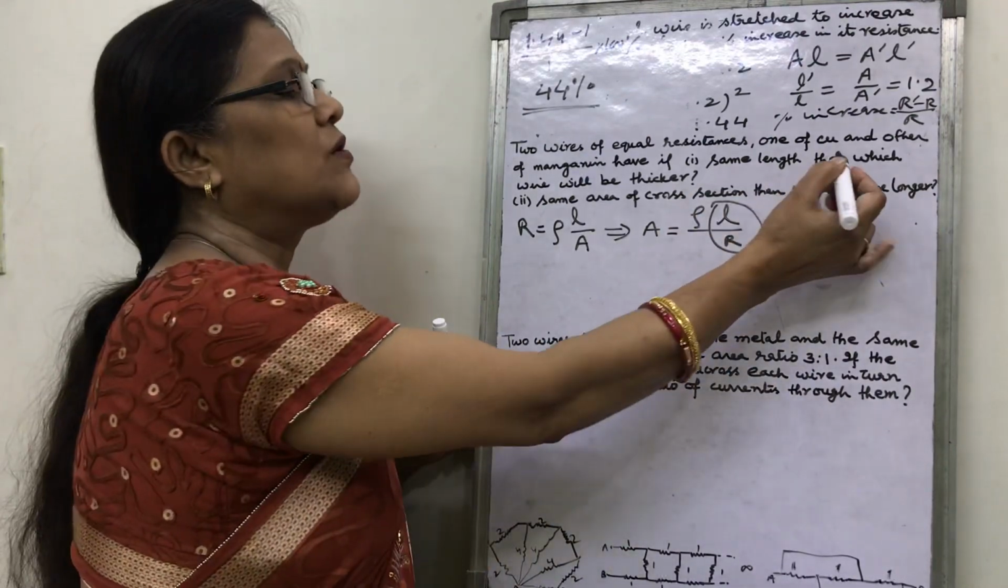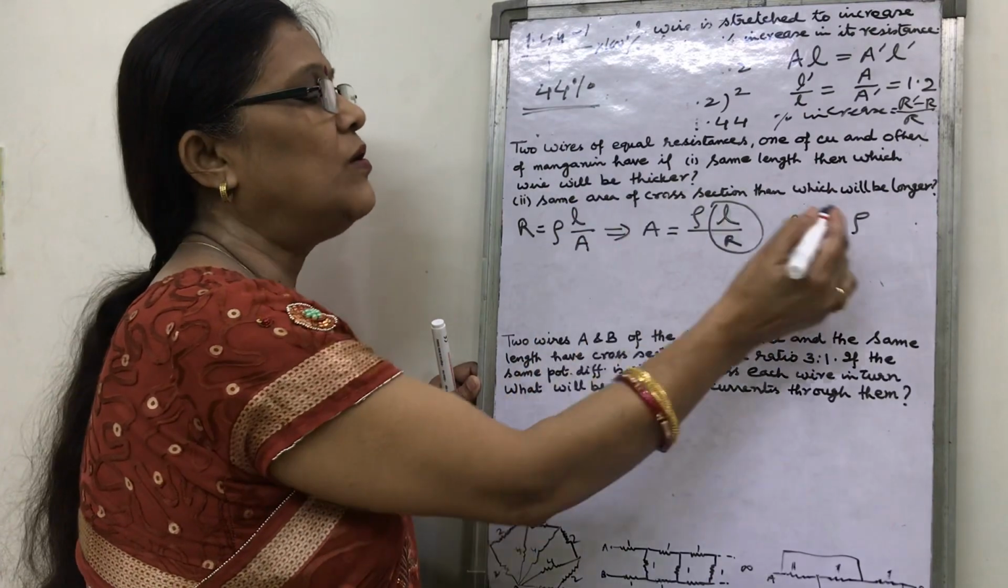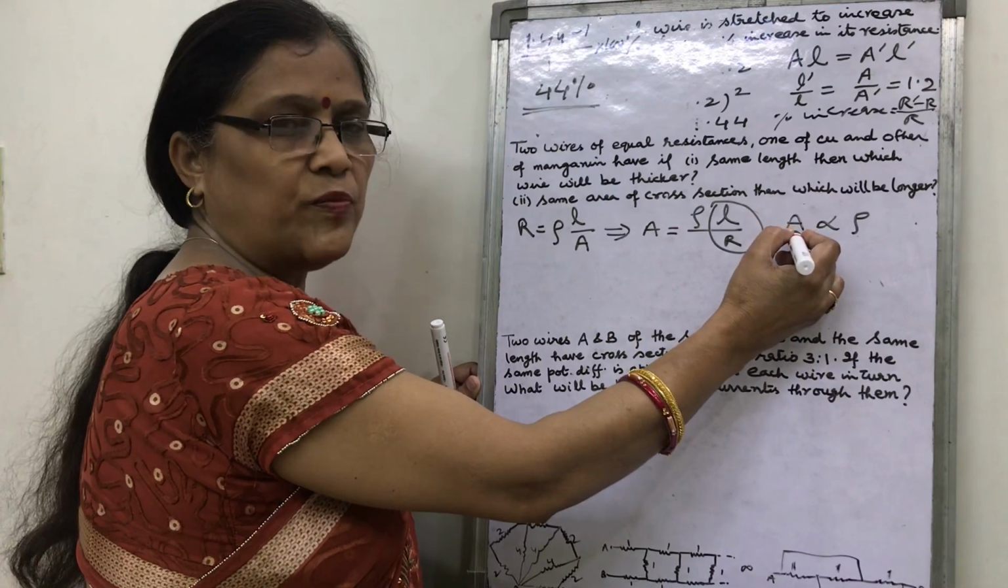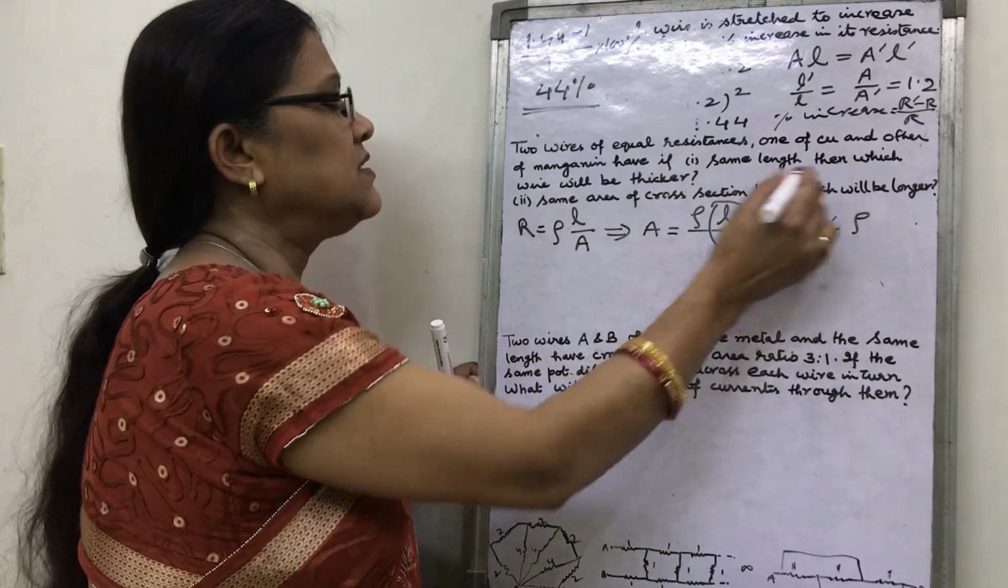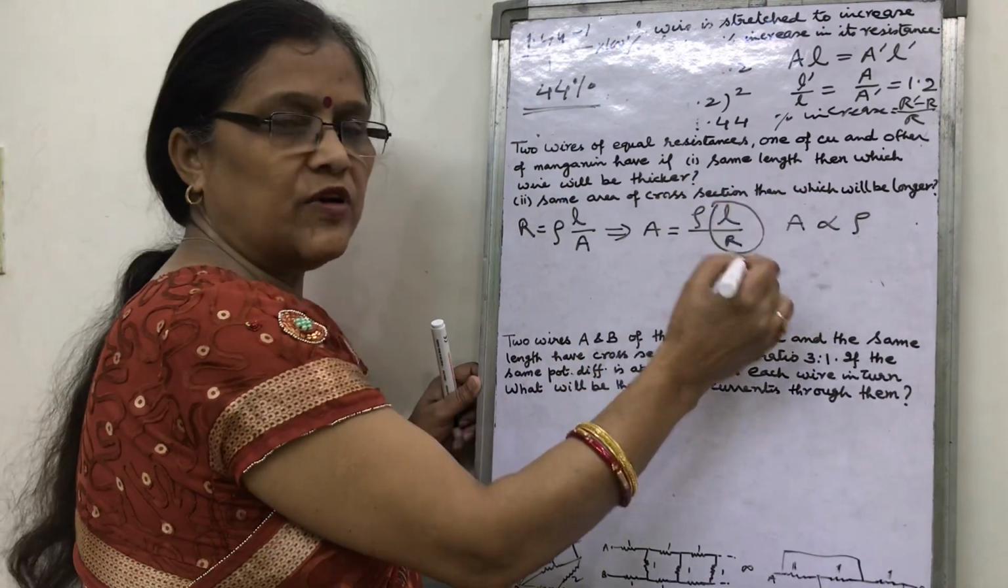And you know that copper is a metal and manganese is an alloy. So the resistivity of copper is less, so the area of cross section of copper will also be less. It is asked which wire will be thicker. So manganese will be thicker.